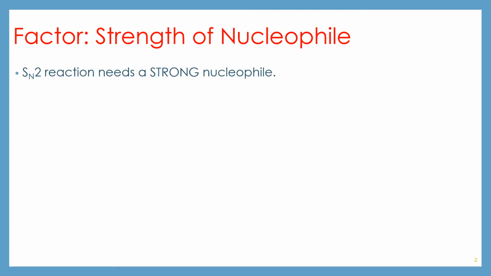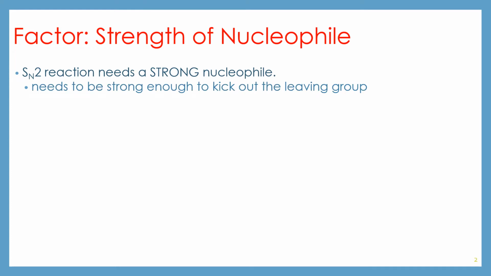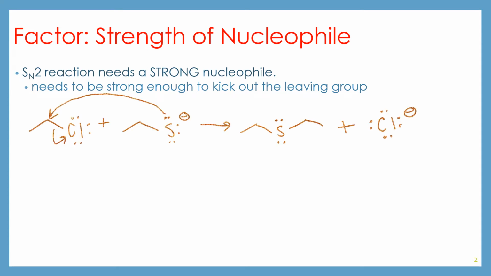An SN2 reaction needs a strong nucleophile. It needs to be strong enough that it's going to kick out the leaving group and will not act as a base. So for example, in this reaction, chloroethane reacts with a thiolate, which is a deprotonated thiol, or the conjugate base of a thiol, to form a thioether and chloride.